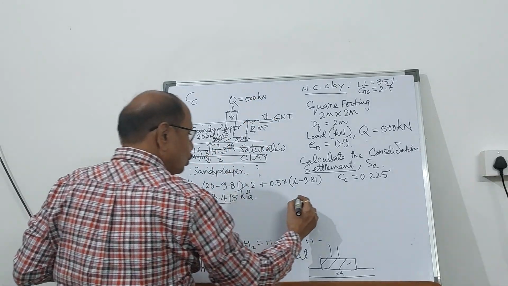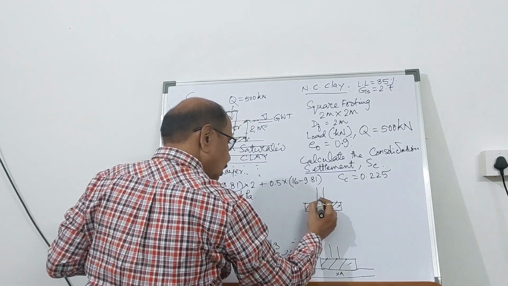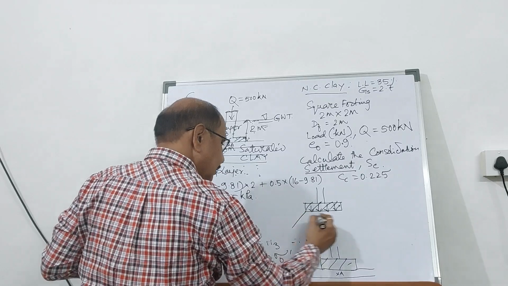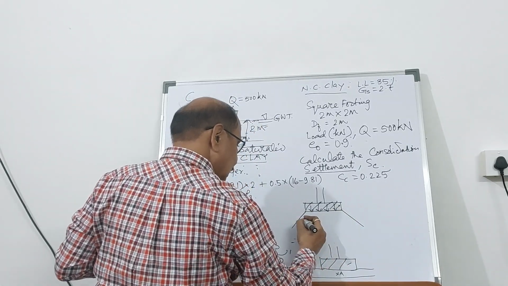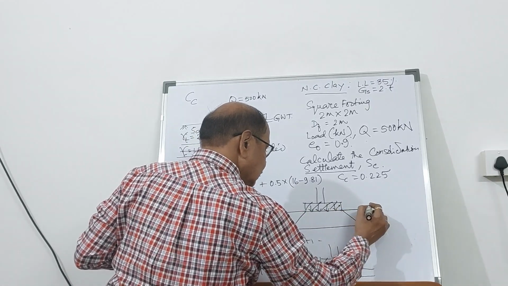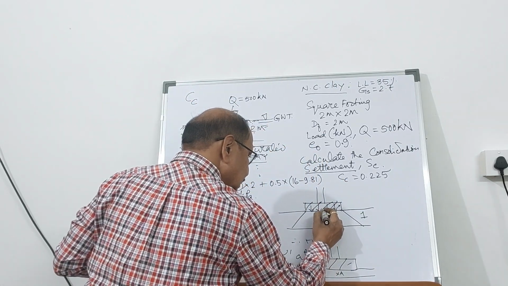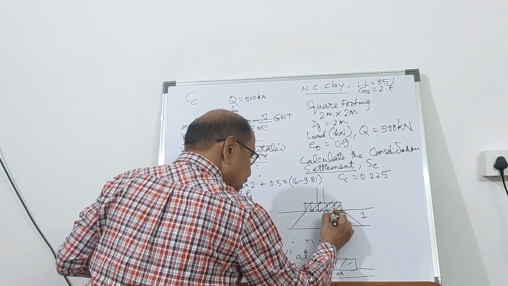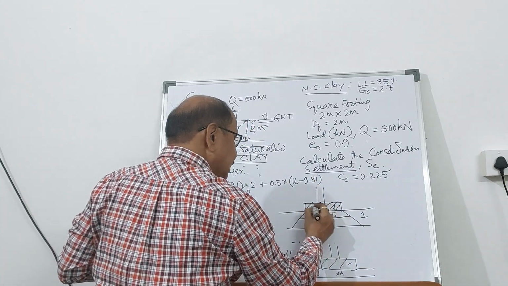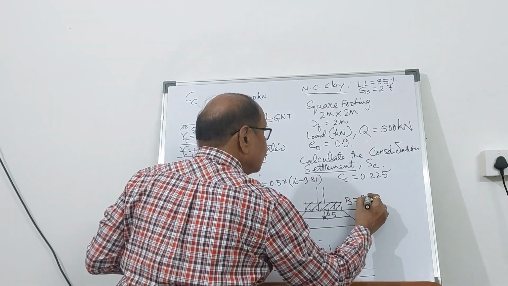kilonewton, and this load will be spreading like this, and say this is your layer 1. So at the midpoint, this depth is 0.5. So what is this dimension? B, the width of this footing, is known to you, it is 2 meter.